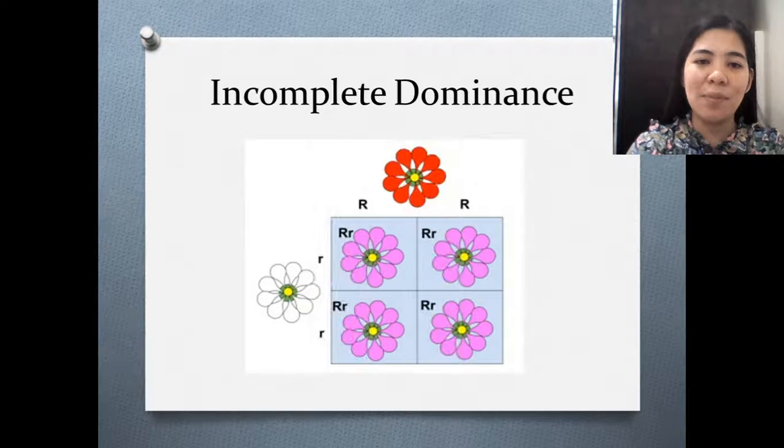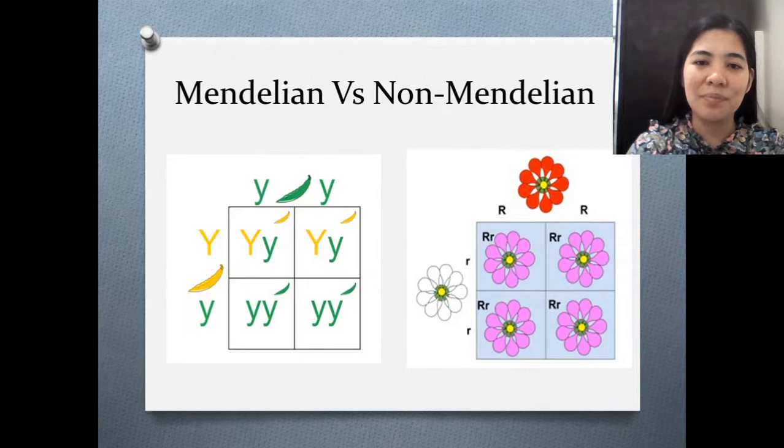An example of it is the snapdragon flower, wherein the dominant red color flower, when crossed with the recessive character of the white flower, will produce a third phenotype, which is a pink colored flower. In comparison with Mendel's law of inheritance, there is no third phenotype. Only one trait from either parent will appear in the next generation.